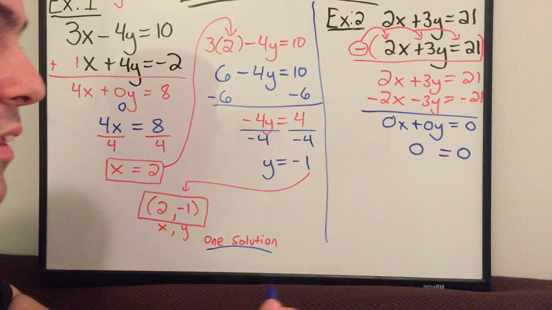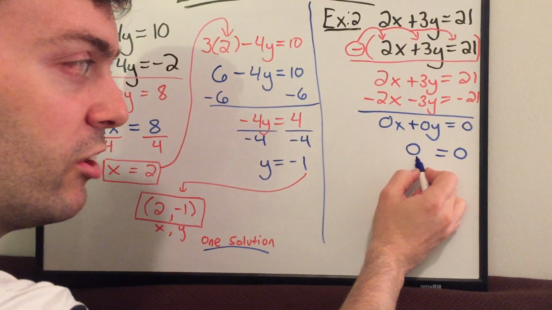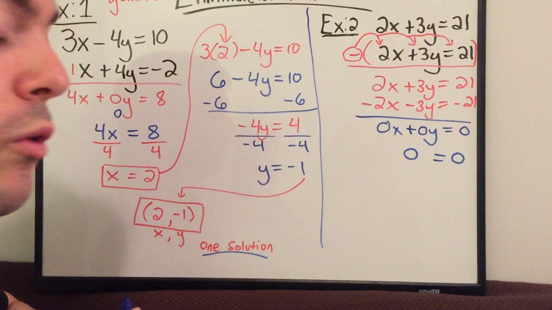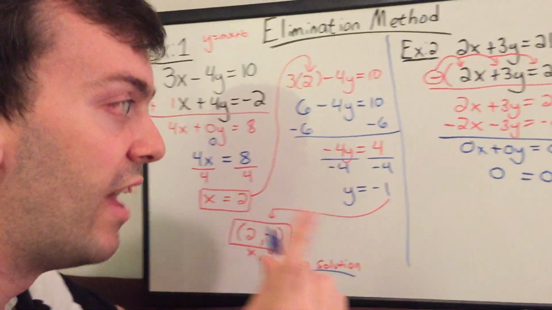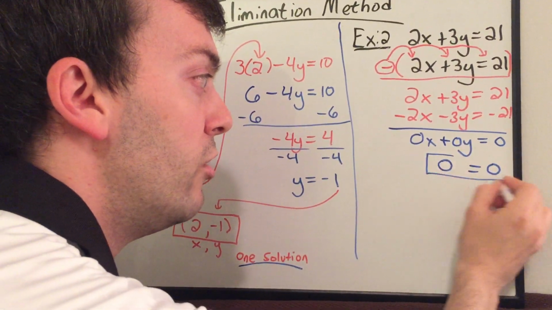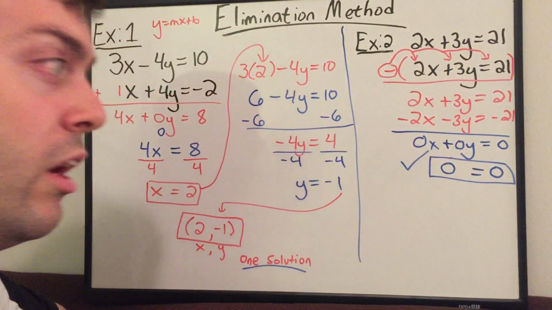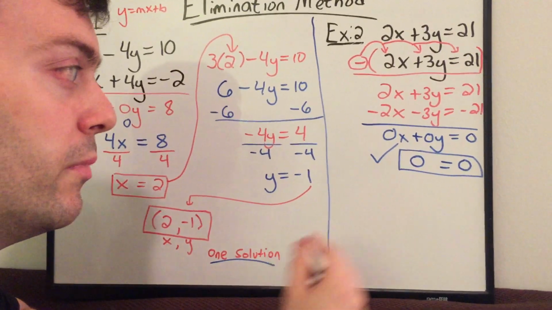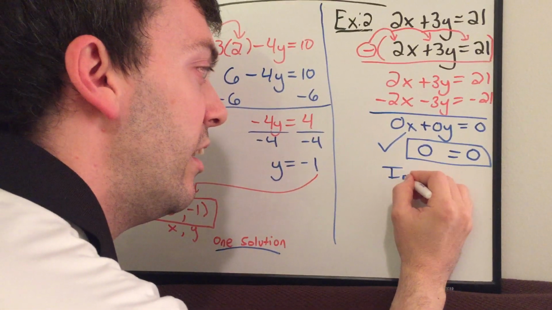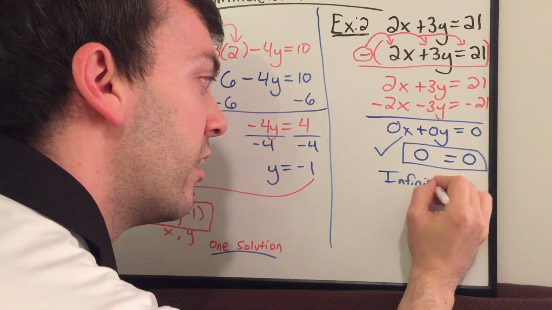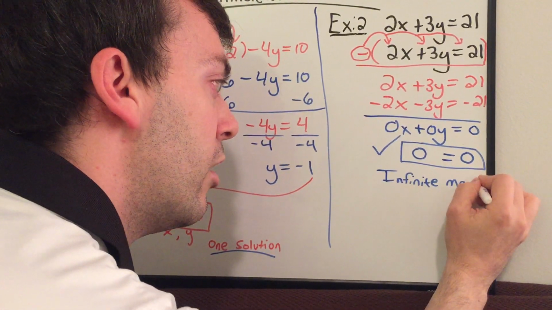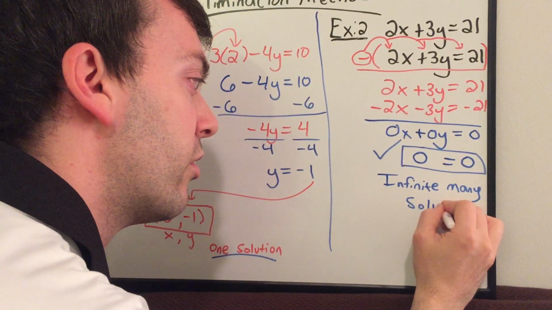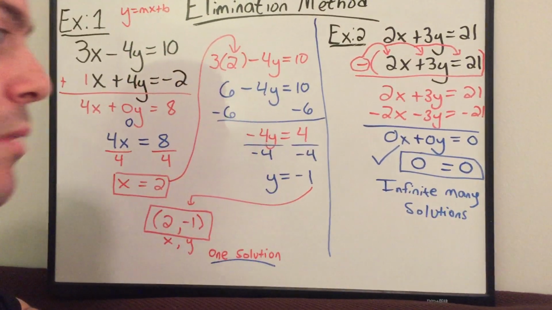How can I determine that? Well, the first thing I'm going to ask myself is, is 0 equals 0 a true statement? That is true. 0 does equal 0. Since that is a true statement, that means it would be infinitely many solutions. Okay? So infinitely many solutions.